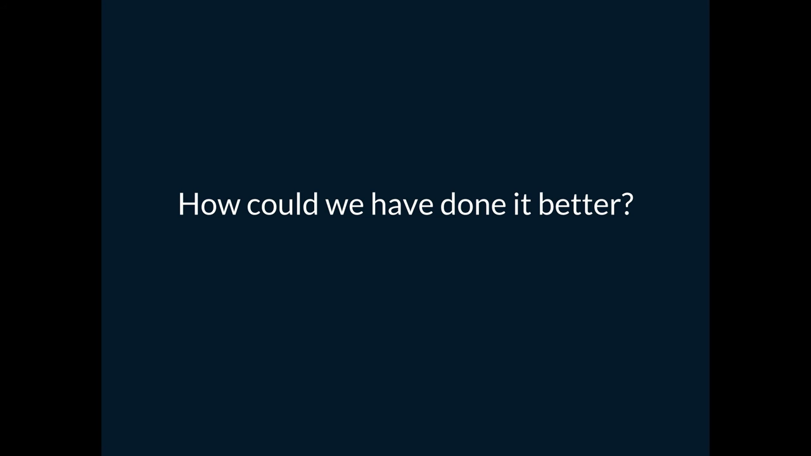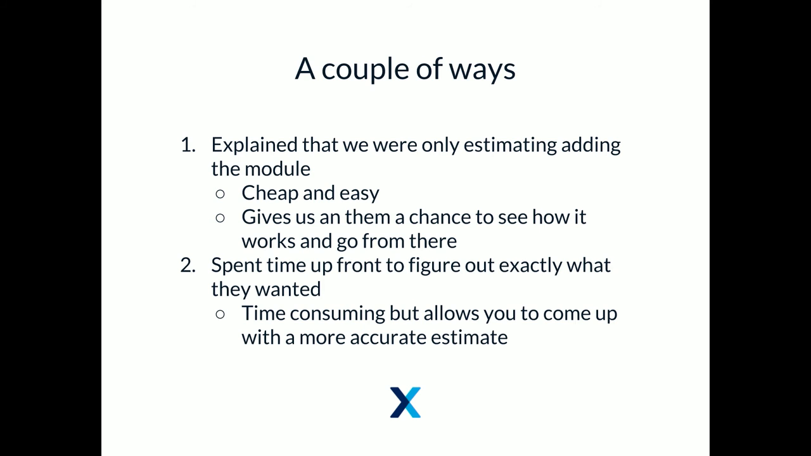So just going back to the Reed Speaker example, there are a few ways we could have done it better. These are basically two different approaches we could have taken. The first approach would have been to explain we were only estimating for adding the module because we didn't really know what was going to happen after that. It might work. There might be more stuff that we need to do. This would have been really cheap. Five hours is really not a lot of time, and it would give them a chance to see what they're getting and then take it from there.